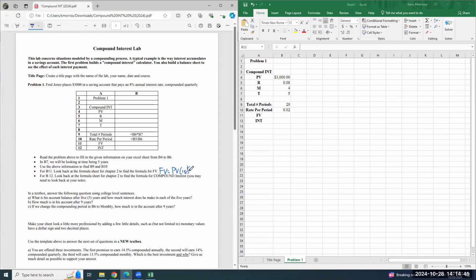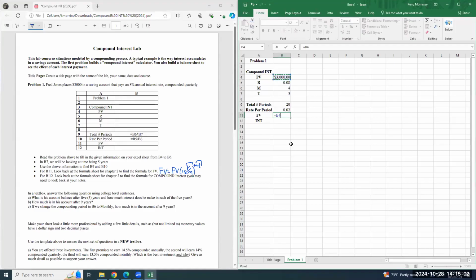R over M raised to the M times T. So this is your total number of periods here, and this is the rate per period. So when we go back here, we have equals, we have your PV. So let's go ahead and select your PV amount.